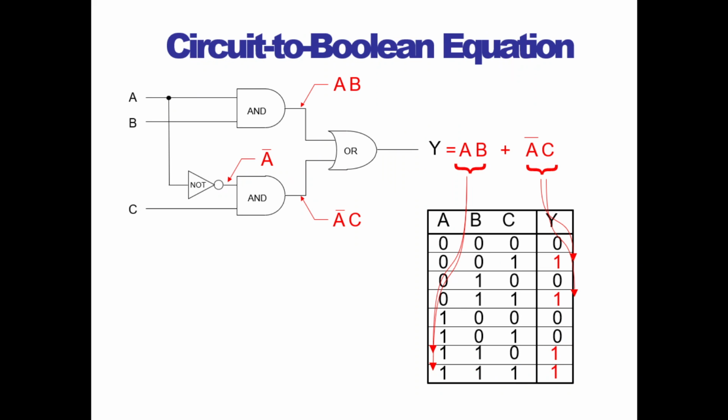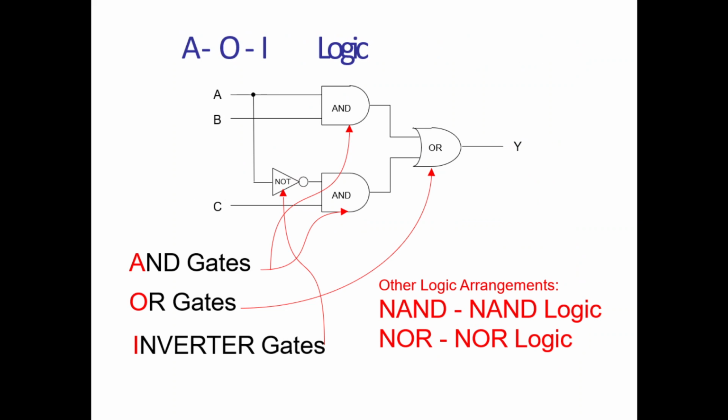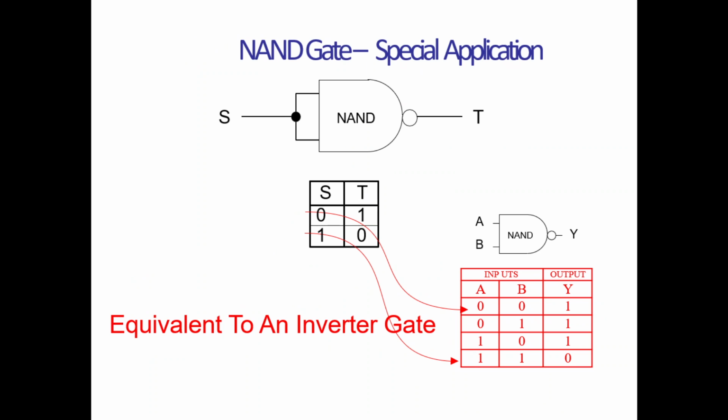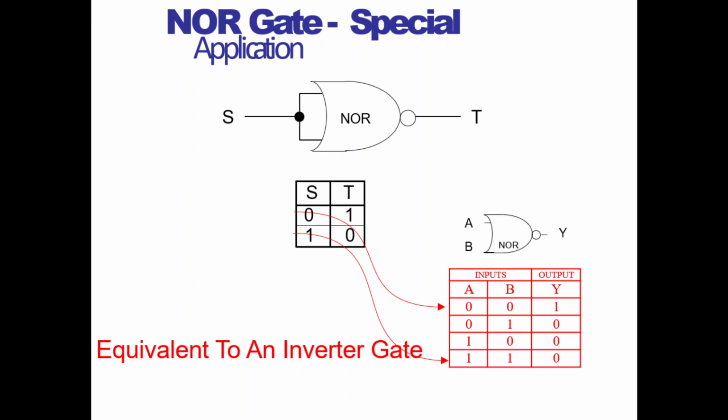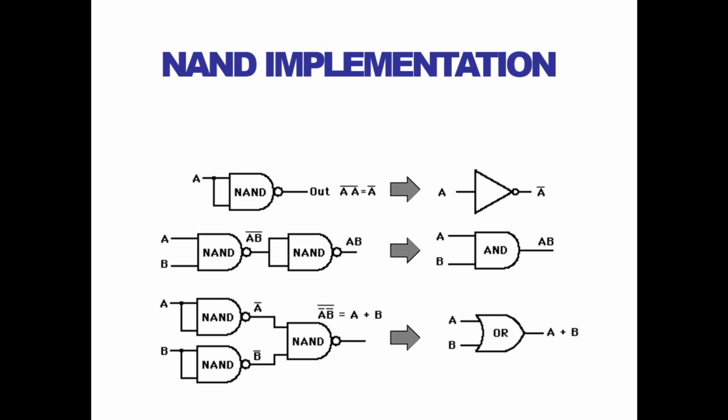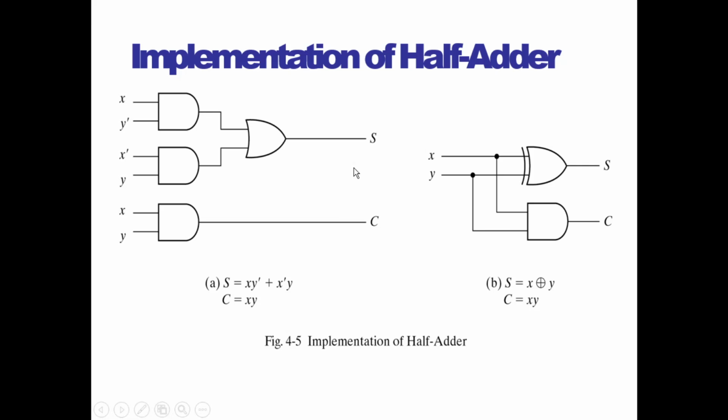Circuit to Boolean equation: Y is equal to AB plus C plus AC. AOI logic: AND gates, OR gates, inverter gates. NAND gate special application, NOR gate special application, NAND implementation. I see, this is the implementation of a half adder.